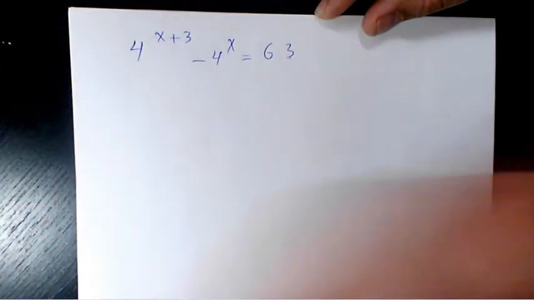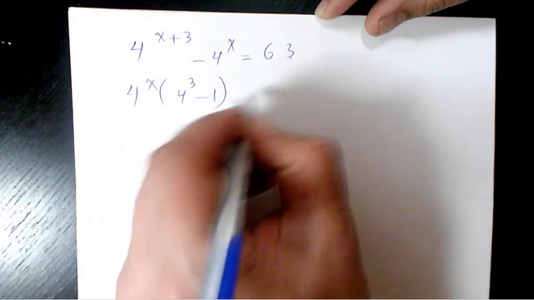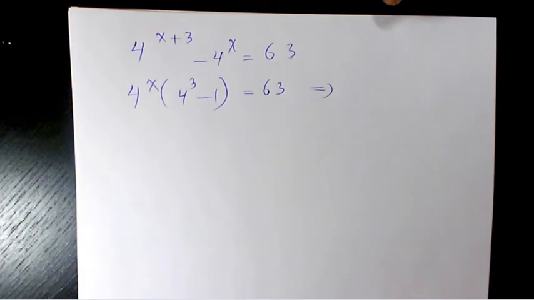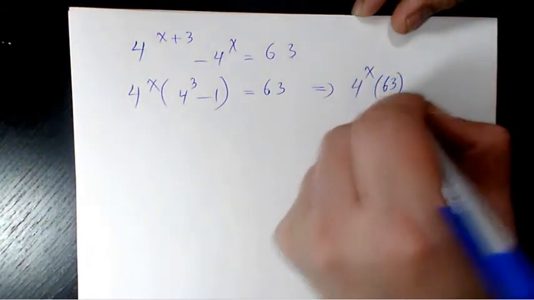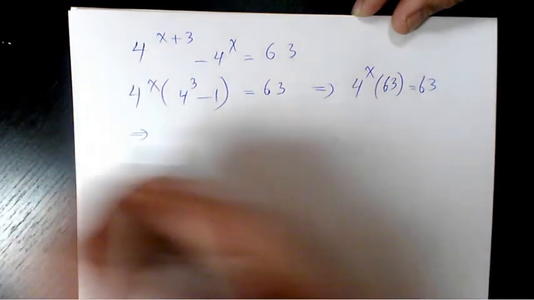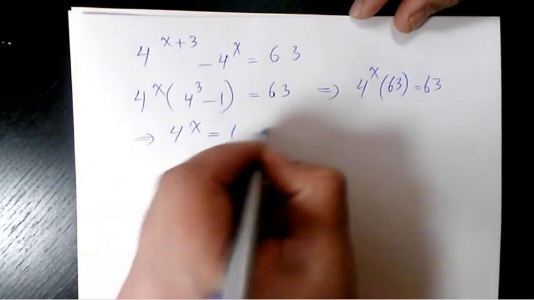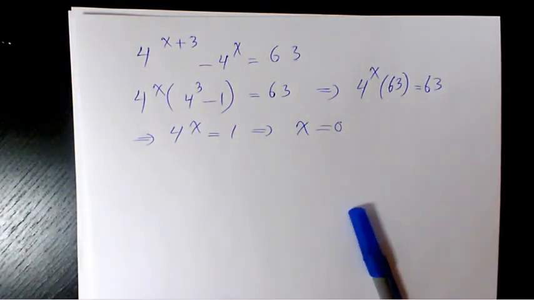Next one is 4^(x+3) - 4^x = 63. I'm going to factor 4^x, and it's going to be 4^x(4^3 - 1) = 63. 4^3 is 64, minus 1 is 63, so 4^x times 63 equals 63. Which means that if you divide both sides by 63, 4^x = 1. So x will be equal to 0. So 4^0 is going to be 1.